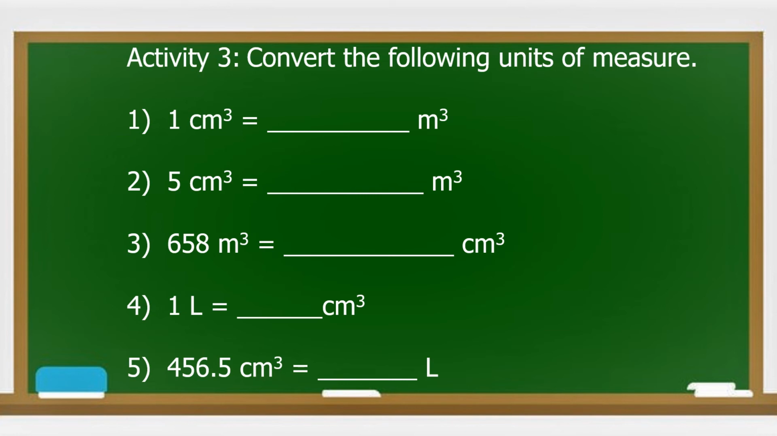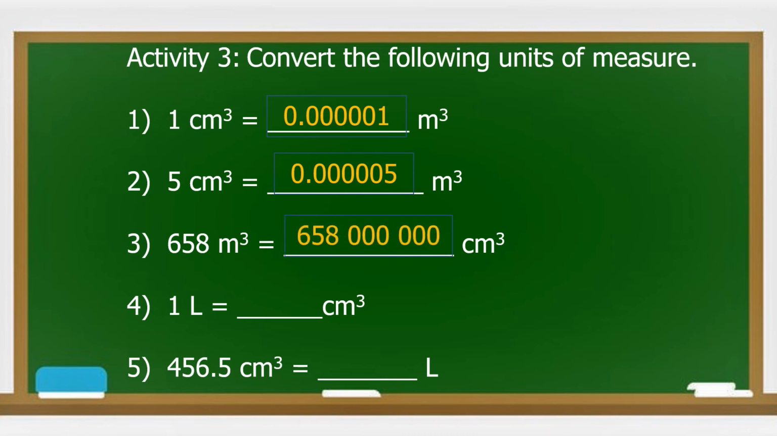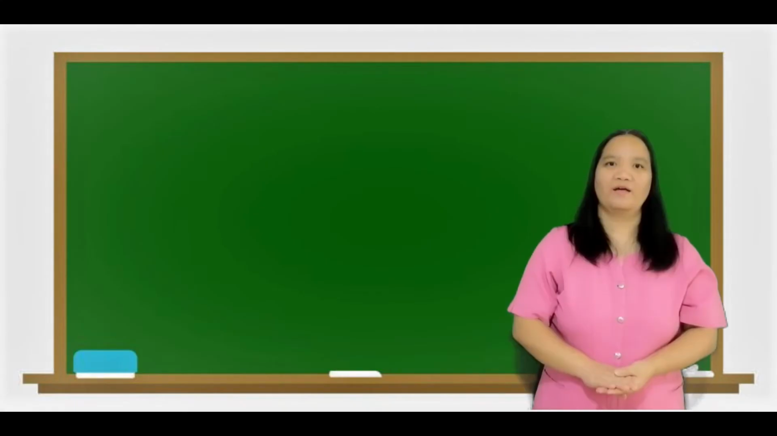Check your answers. Number 1, 1 millionth cubic meter. 2, 5 millionths cubic meter. 3, 658 million cubic centimeters. 4, 1,000 cubic centimeters. 5, 4,565 ten-thousandths liter. Very good! You have finished the 3 activities. For those with mistakes, review your answers and solutions.